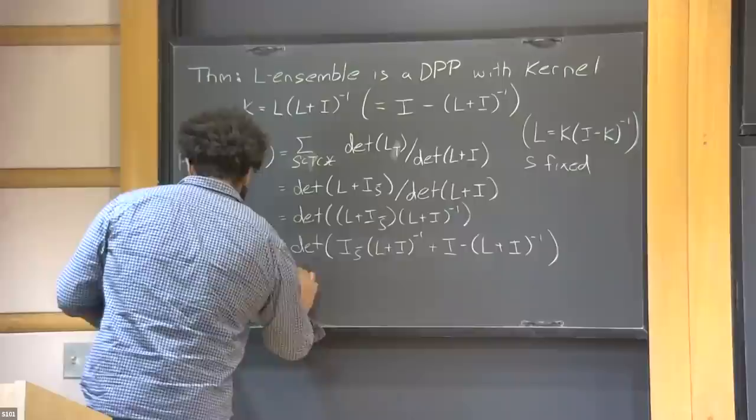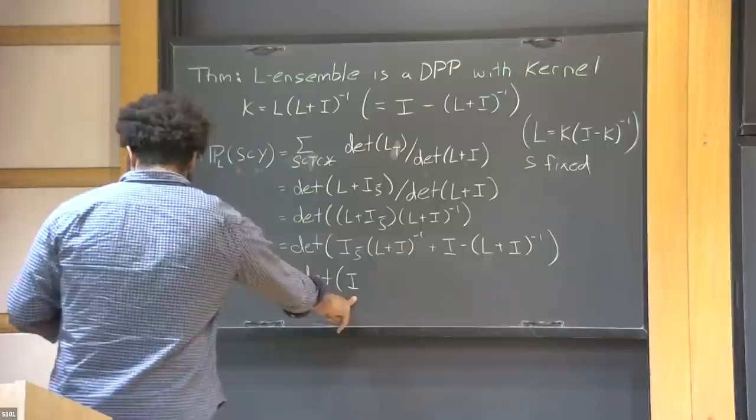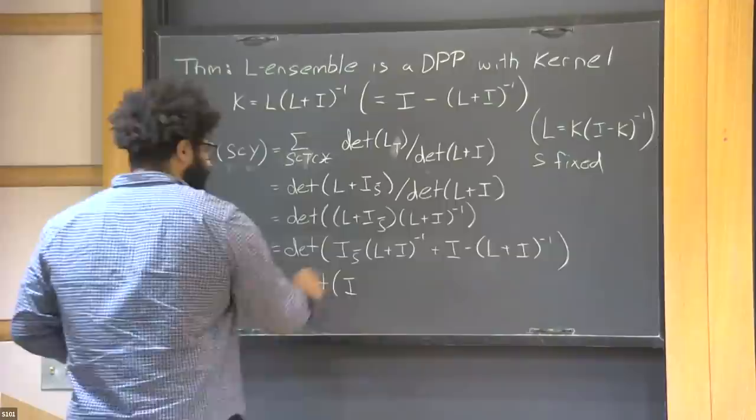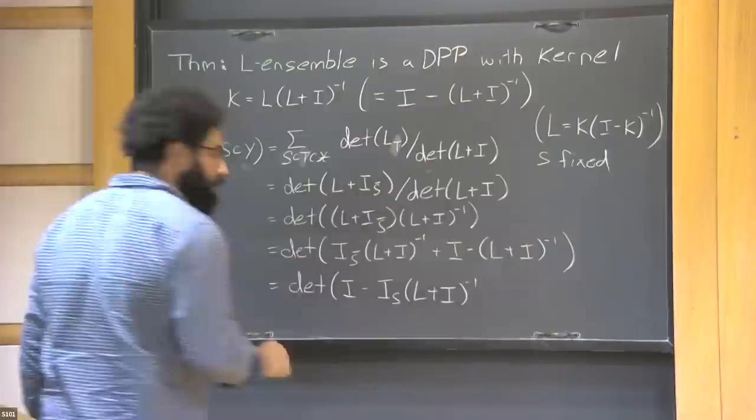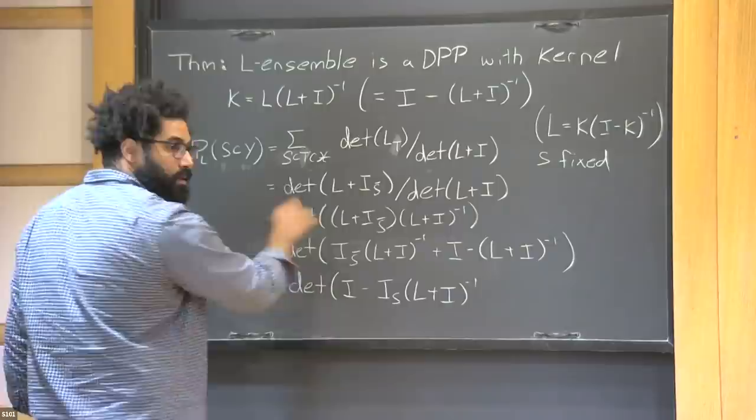Take my identity over here. Take this difference, get minus I of S bar inverse. This identity matrix is missing ones for elements of S, while this just has a full identity matrix here. So far, so good.